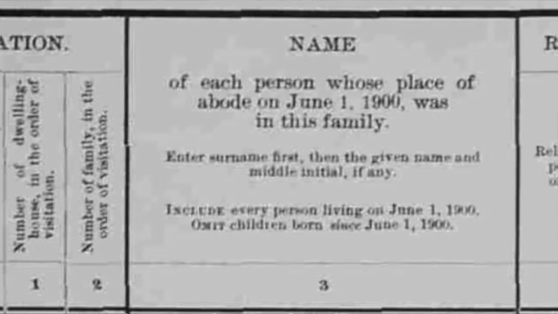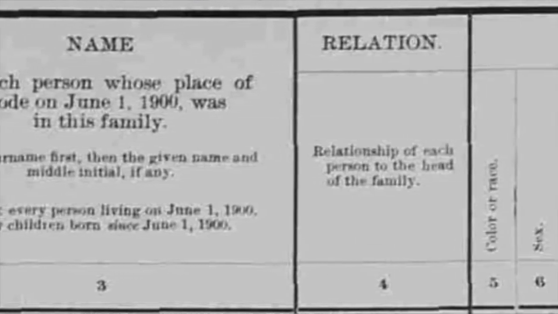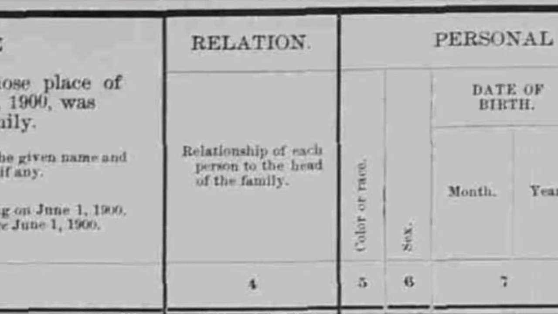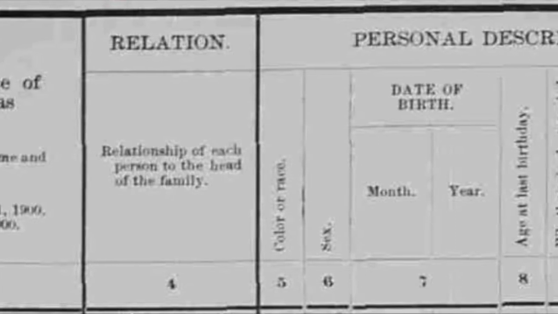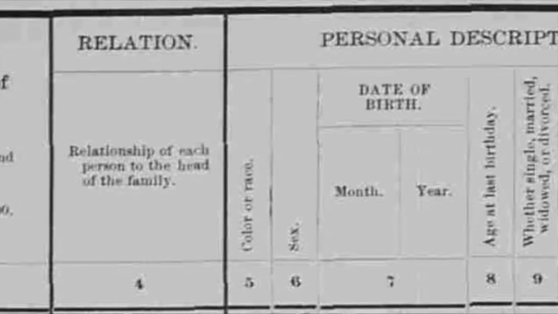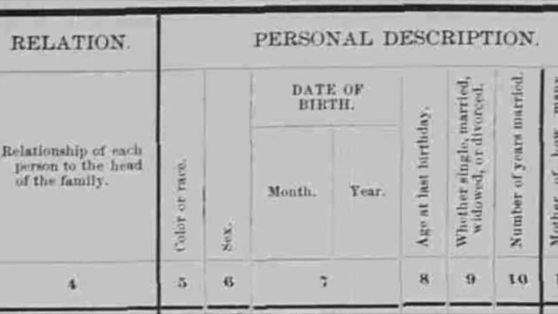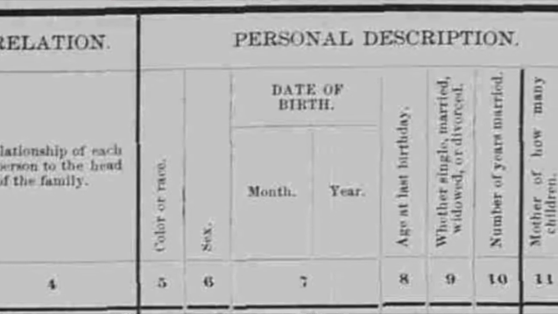The next column is the relation to the head of the household. The next column is color or race, then sex, male or female. Then they have the birth date, and they break the birth date down by the month and year. And this is the only census that does this. And this is very useful because it helps you really hone in on a more specific birthday. The next column, they'll have the age at their last birthday.